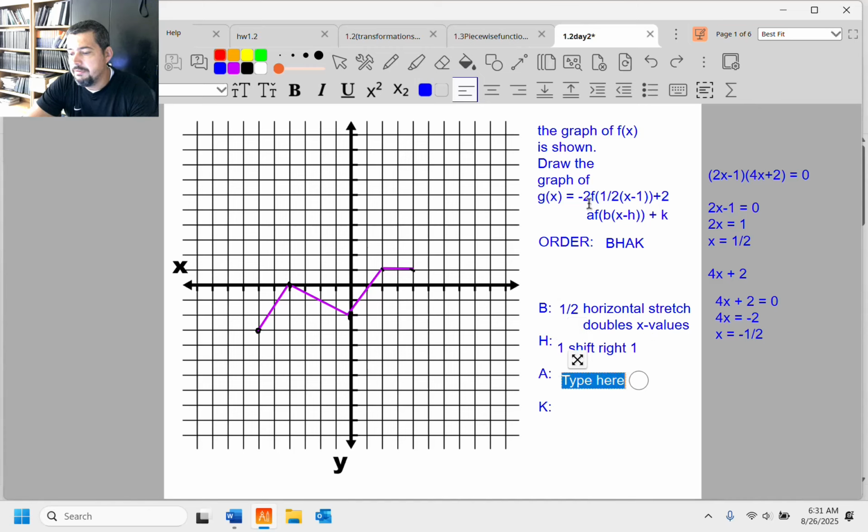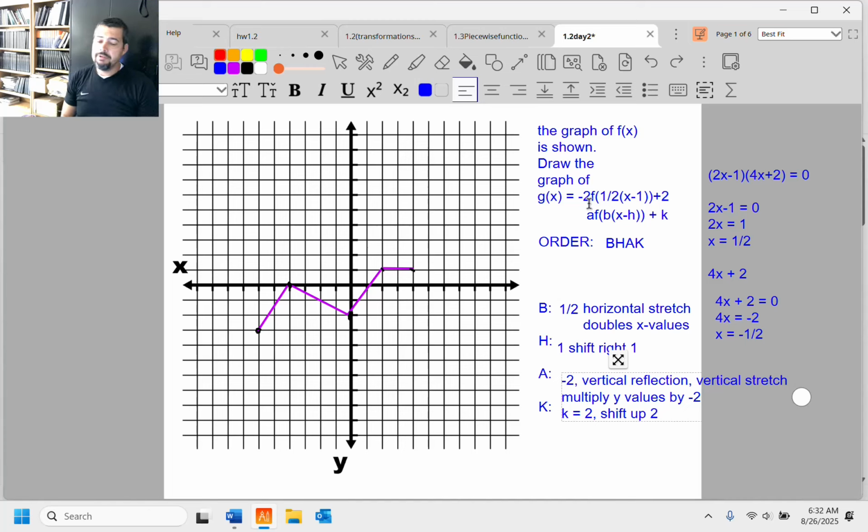A is negative 2. This is going to be two things. It's going to be a vertical reflection, and the 2 is going to double the y values. So we also have a vertical stretch. As far as the math, we simply multiply the y values by negative 2. And the last thing we have here is k, and k is 2. That's going to be a shift up 2. And we have to do this in order, so, a lot of fun here.